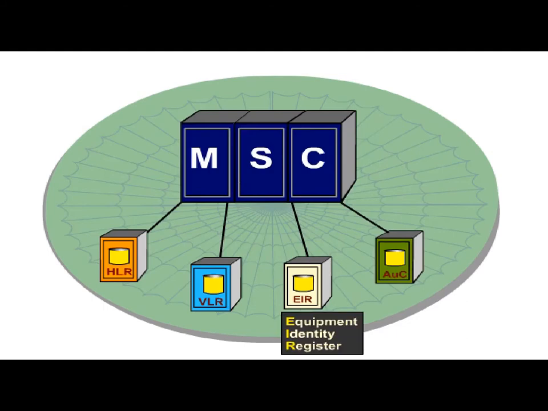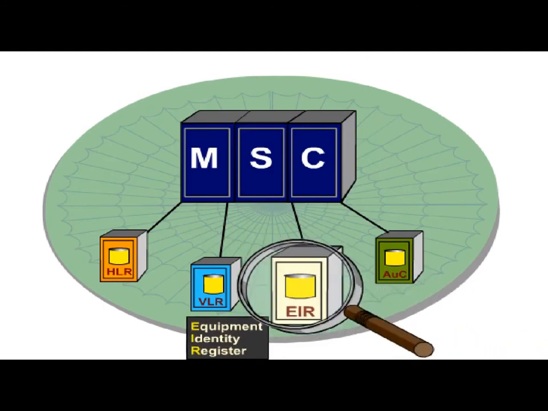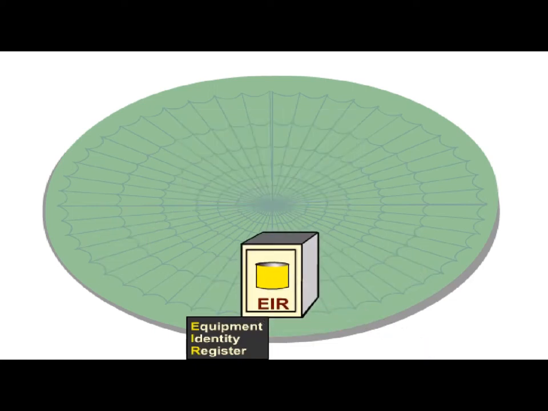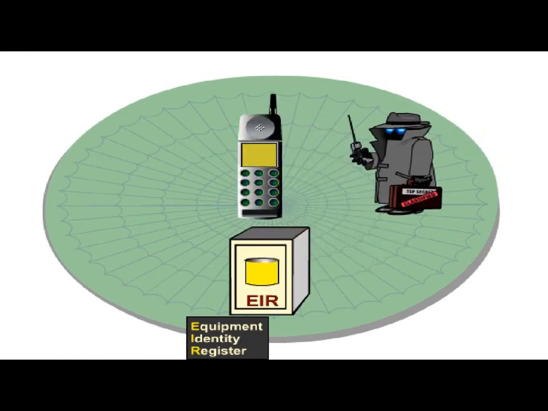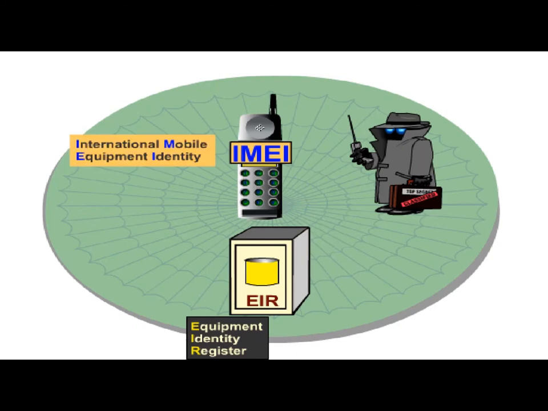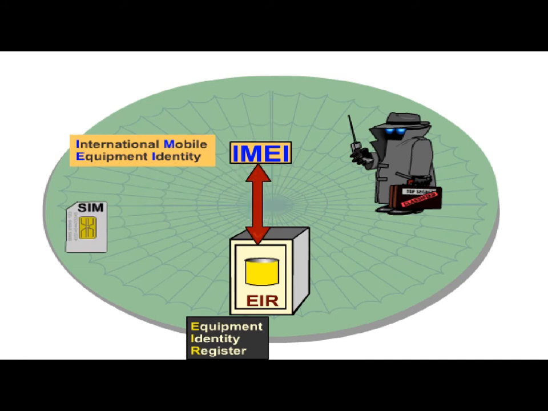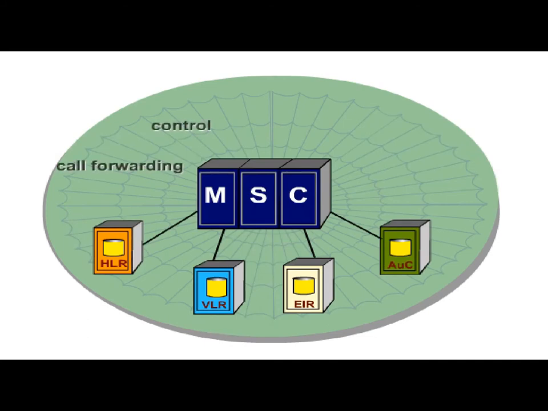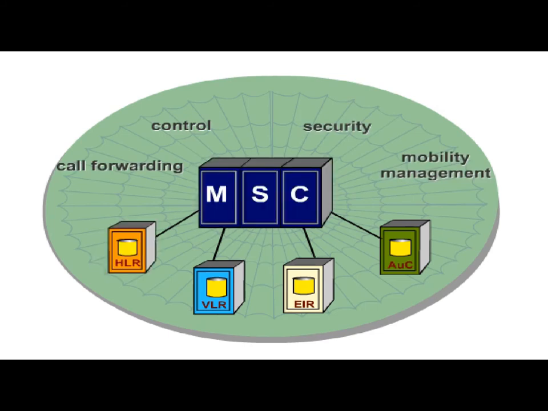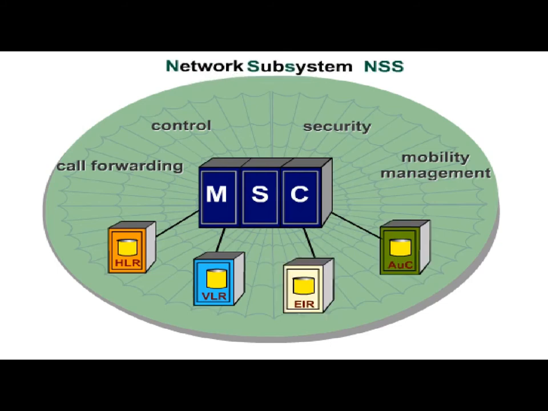The Equipment Identity Register, EIR, can be implemented as an option by the network operator. The EIR permits the detection of stolen terminal equipment used in GSM networks by checking the IMEI, International Mobile Equipment Identity, against the data stored in the EIR. This check is carried out independently of the SIM card and only applies to the mobile station in question. All the components which control and forward the call and are responsible for security and mobility management, that is, the MSC, HLR, VLR, AUC and EIR, form the network subsystem, NSS.